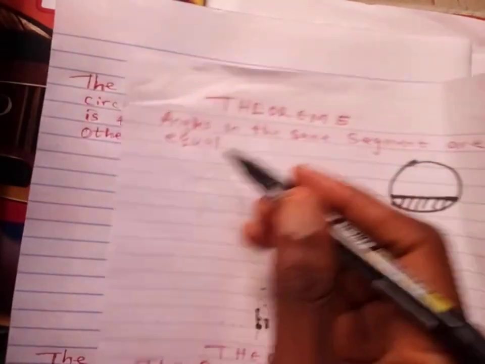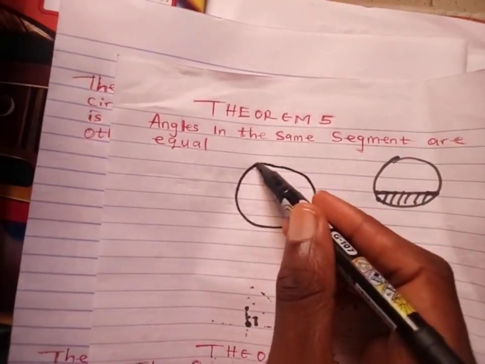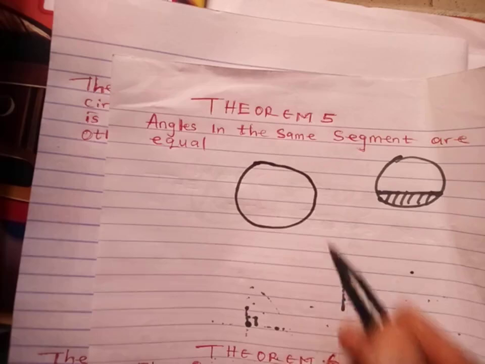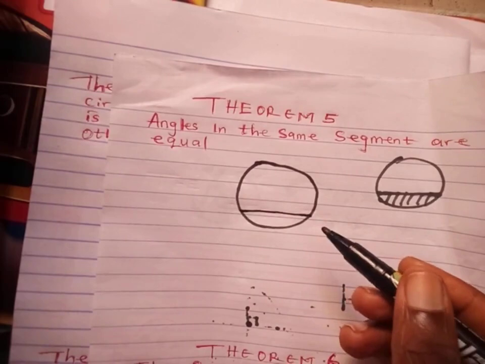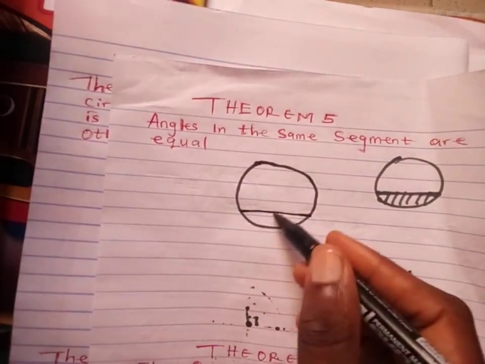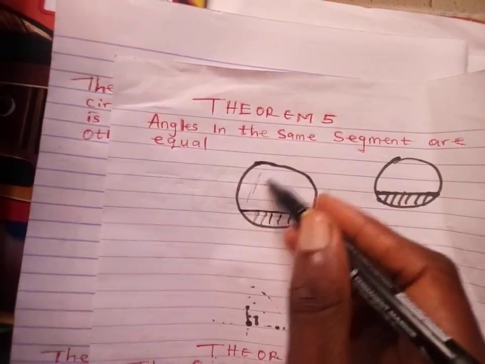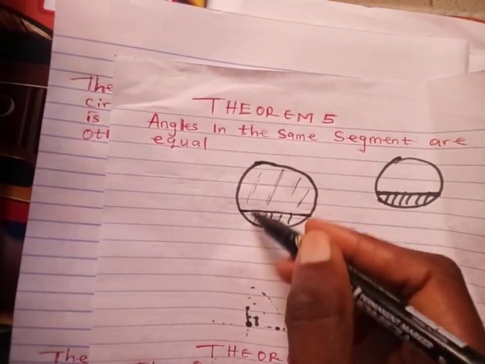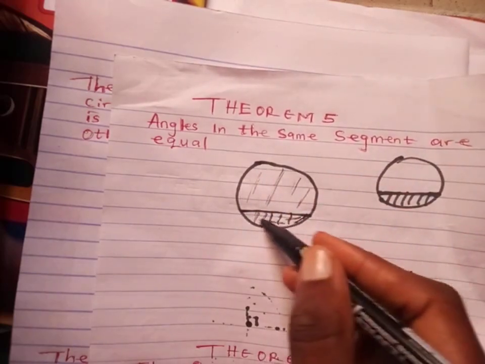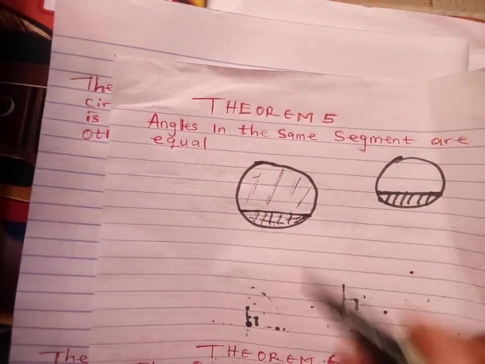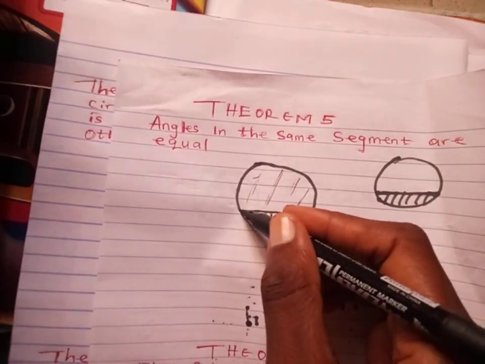Take for instance, you have a circle. Let me draw a circle. Now this is our chord. This part is a segment, and this part is also a segment. So this is a major segment and this is a minor segment. Major segment, minor segment.